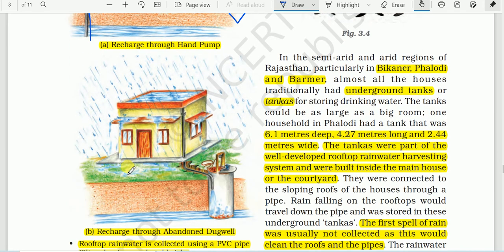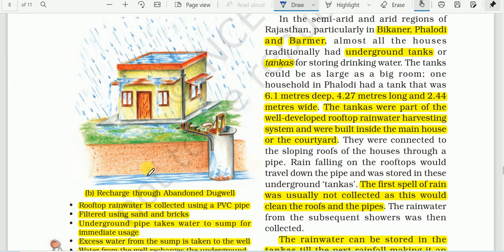Another method is recharge through the abandoned dug well. Like before, we have to collect rainwater on the roof. Then it is carried down, collected using PVC pipe. Filtration can be done here. We can keep a filtration tank, and after that, it may be recharged into an abandoned dug well, the well which is not used now. In that well, the rainwater can be recharged, and it will go to the underground aquifer.